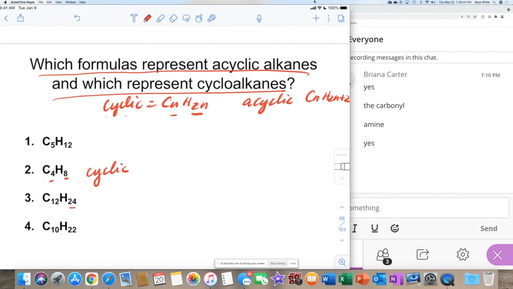24 is double of 12, so that's cyclic. See how I'm going through this real fast now? Okay, so these other two are not cyclic. Of course, if it's cyclic, it's going to be cycloalkane, to answer the question.